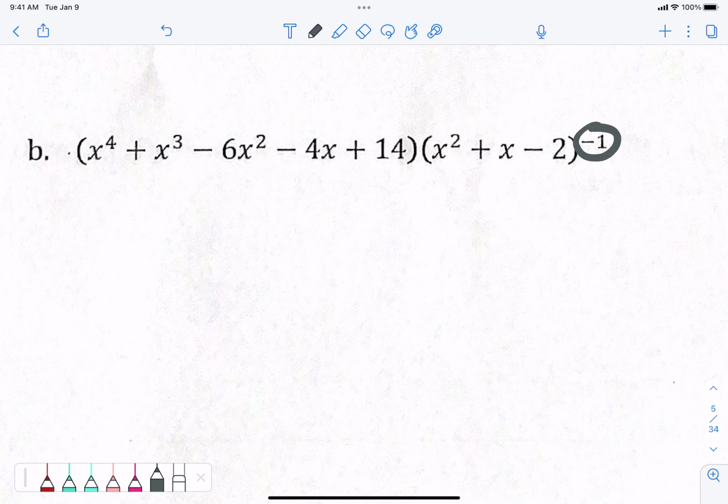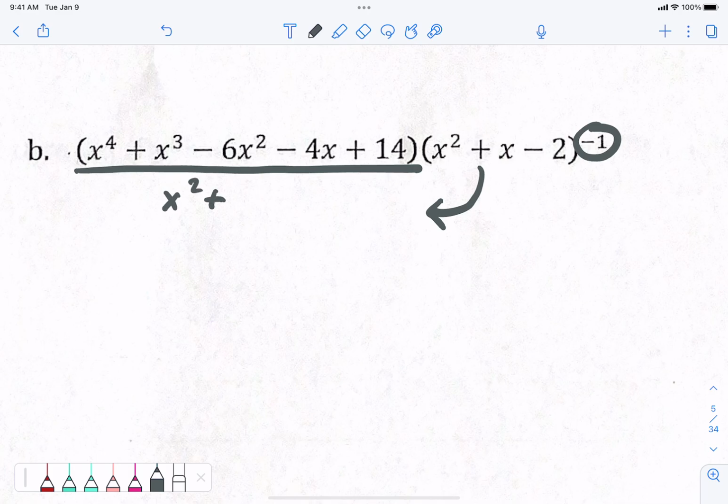So if it's to the negative 1 power, to get that to be the positive 1 power, move that down below, right? So x squared plus x minus 2, that's what that means, right? Now it's to the positive first power. So it's gone here. We've moved it down below.